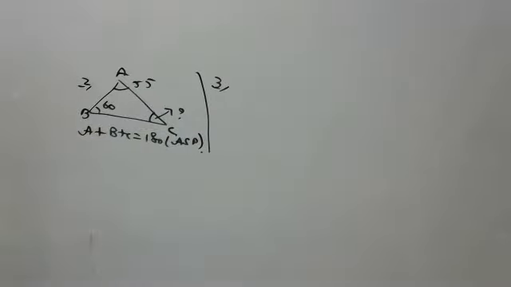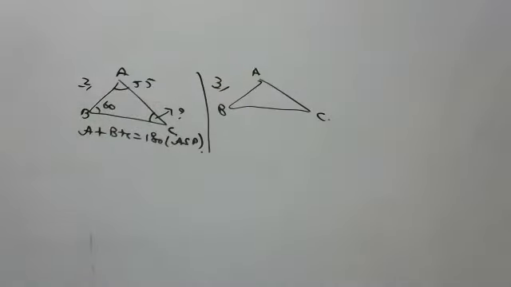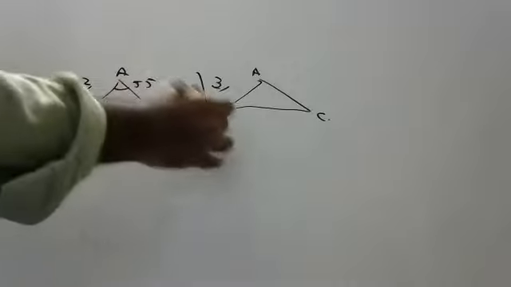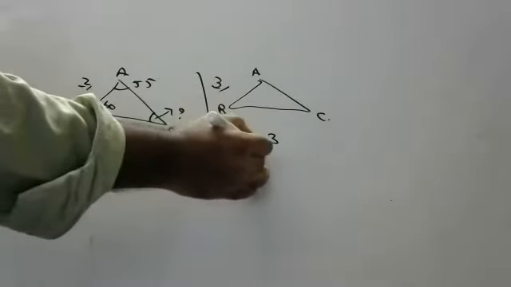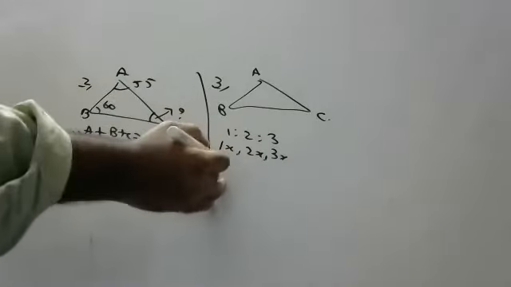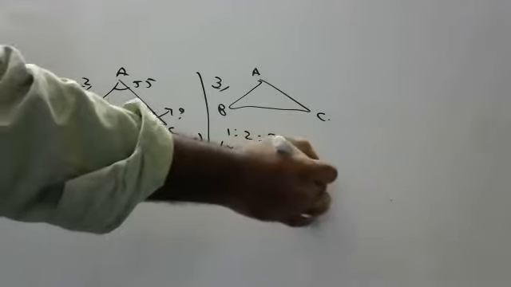No one is saying. I told you, please involve in the class. If you don't involve in the class, after some days you'll feel bored. Children, angles are in the ratio of 1:2:3, meaning 1x, 2x, 3x. Anything we can take. Can I write 1x plus 2x plus 3x as 180, children?